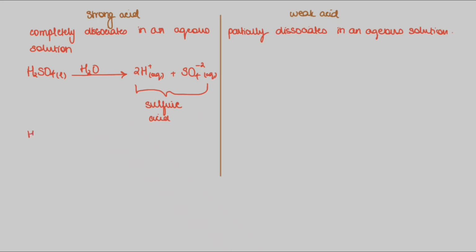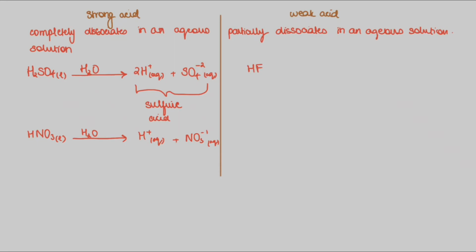Next, it's HNO3. It's a liquid at RTP. When I add H2O, it gives H positive ion in aqueous condition plus nitrate ion in aqueous condition. Alright, so these are just a few examples of strong acids. Now moving on to weak acids. So let's see, hydrogen fluoride.